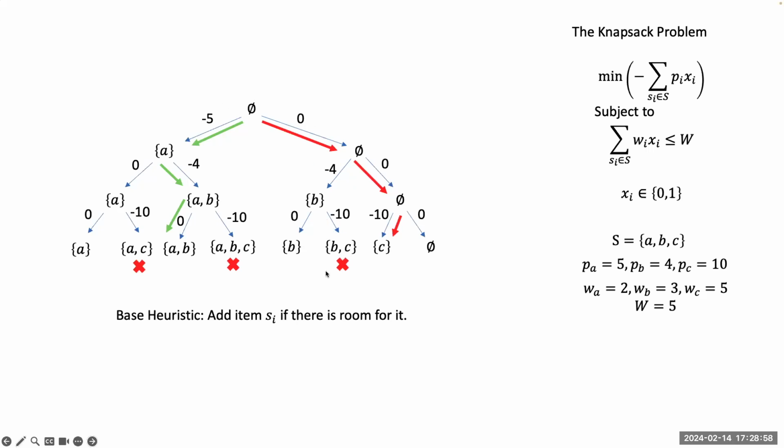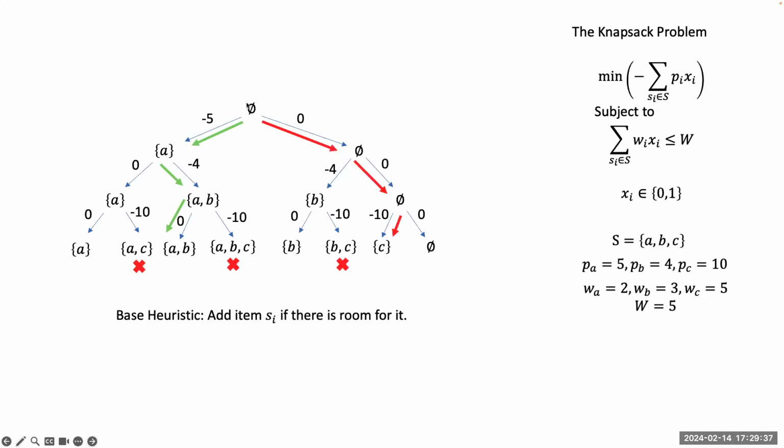Okay, but some of these trajectories are not admissible. For example, this one, where we end up with B, C in our bag. The total weight of B and C is 8, but the bag weight limit is 5. So this is an infeasible trajectory. So we would disregard it in rollout. But the point of this was to show you a base heuristic that is guaranteed to generate a feasible solution. And here it is. It's given by this green trajectory here. And the base heuristic is to add item i only if there's room for it.